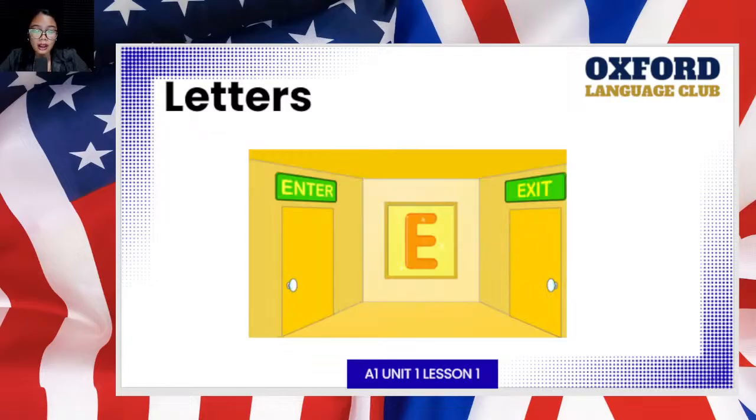There are two words that start with letter E here. Again, what's the name of the letter? Letter E. How do we pronounce it? E. What's the words here? First is enter. Again, enter. How about the second one? Second one is exit. Again, exit.